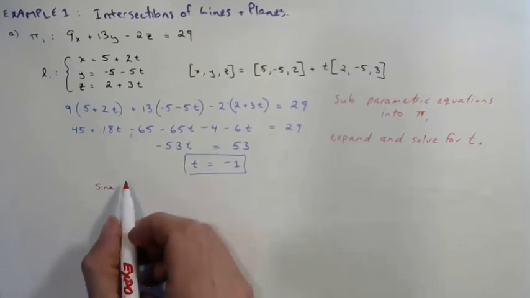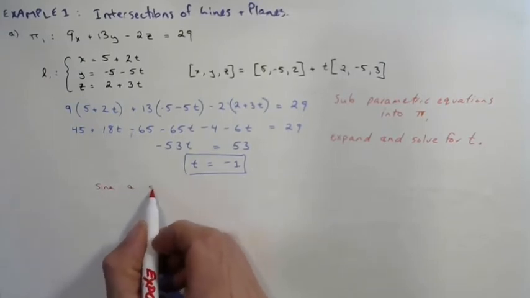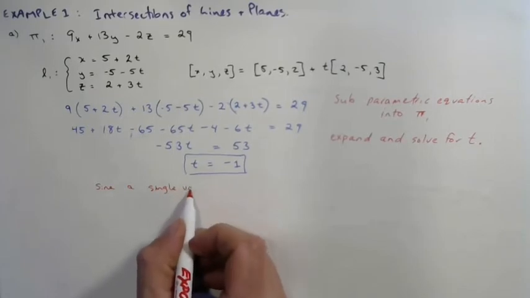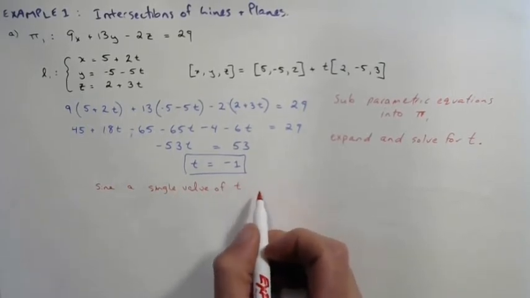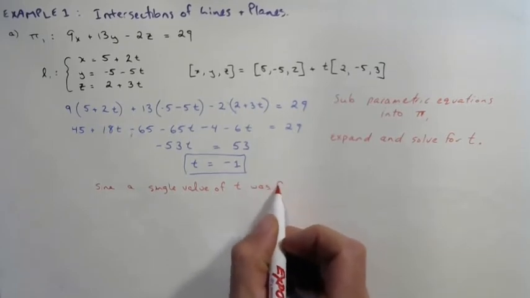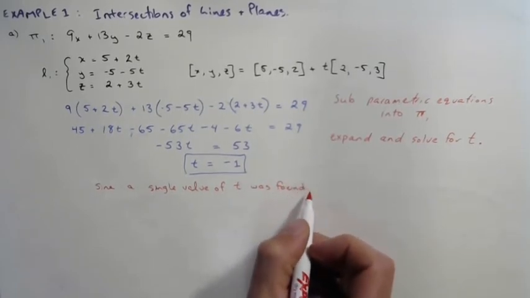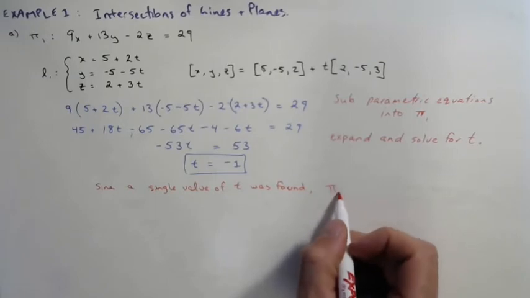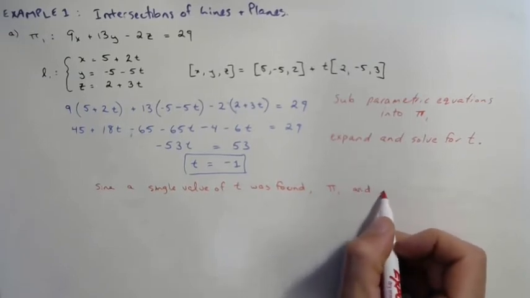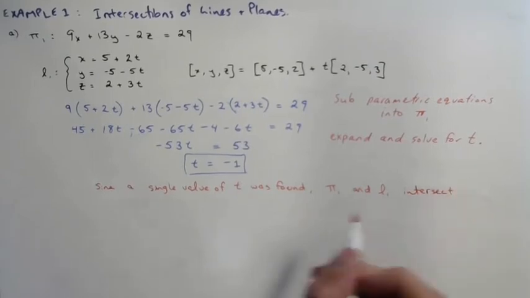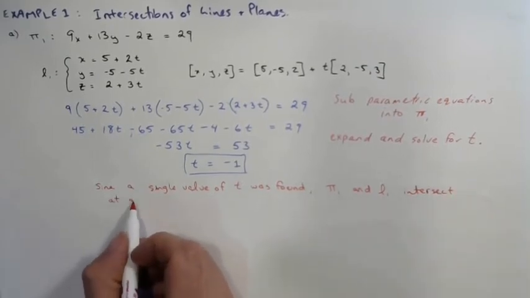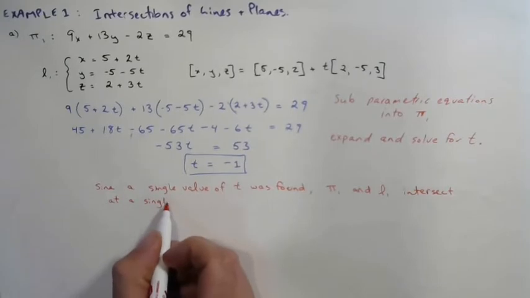Since a single value of t was found, plane 1 and L1 intersect at a single point.